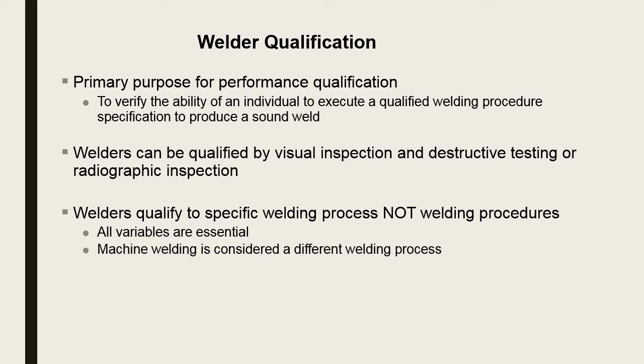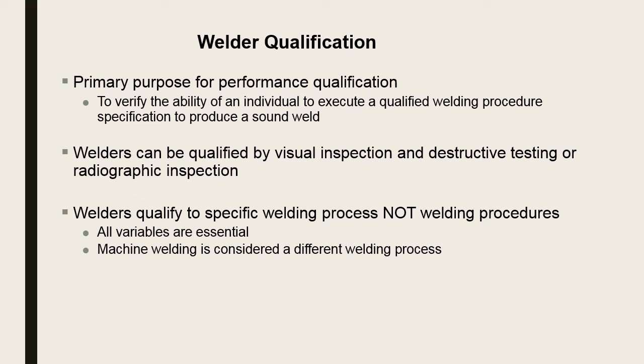Welder qualification. Primary purpose for performance qualification is to verify the ability of an individual to execute a qualified welding procedure specification to produce a sound weld. Welders can be qualified by visual examination and destructive testing or radiographic testing. Welders qualify to specific welding processes, not welding procedures. All variables are essential, and machine welding is considered a different welding process.